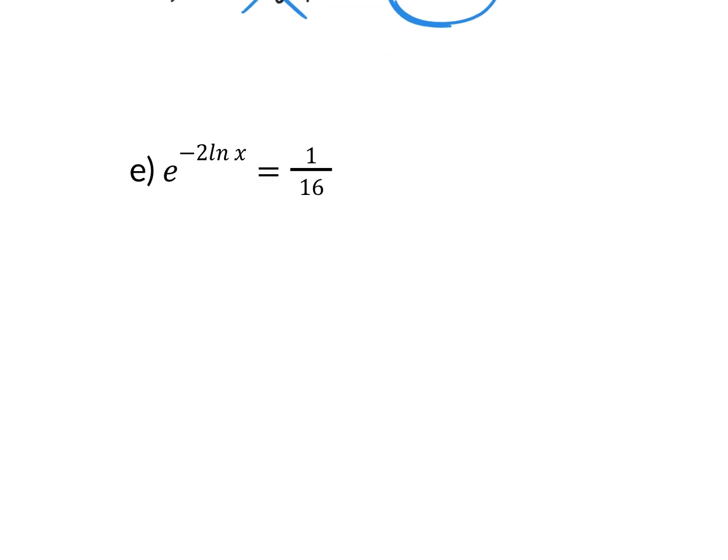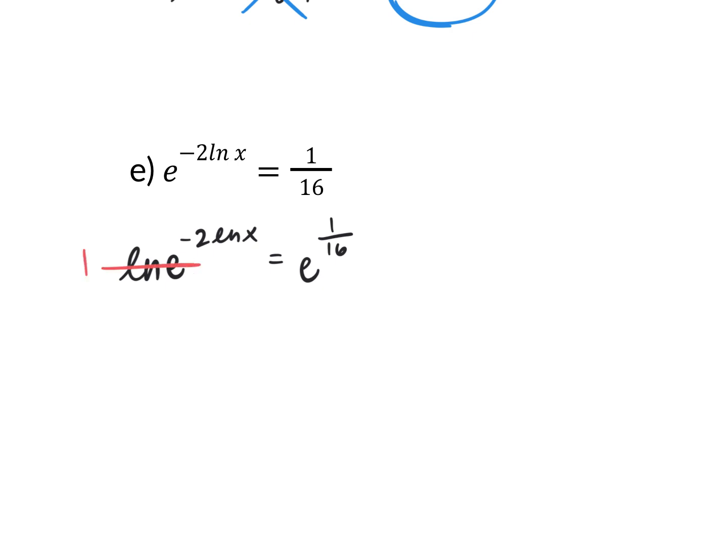Okay, letter E here, I have a base of e. It's written as an exponential already, so I need to get rid of the stuff in that exponent. So we're going to take the natural log of both sides because the natural log of e is actually 1. So that's going to go away here in a second. And then I've got e to the power of 1 over 16. So natural log of e is equal to 1.